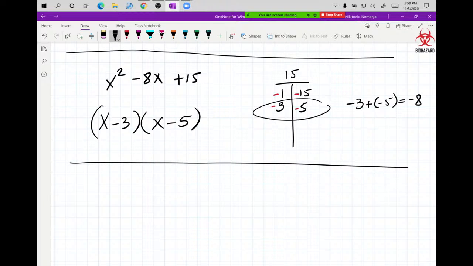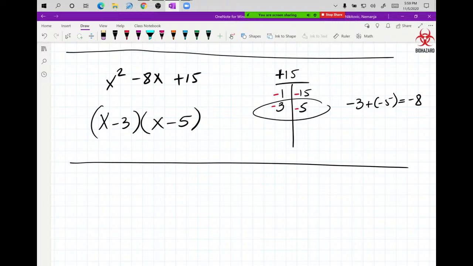So hopefully you understand that positive times positive gives positive, and negative times negative also gives positive. So when you have negative signs around, you have to figure out whether these values in the chart should stay positive or turn negative. When the sign for C is positive 15, your signs in the chart have to be the same, both positive or both negative. And then the middle term will dictate whether you need those negatives or not.